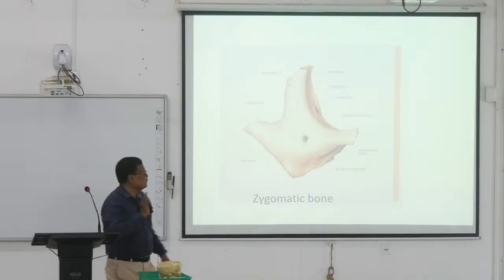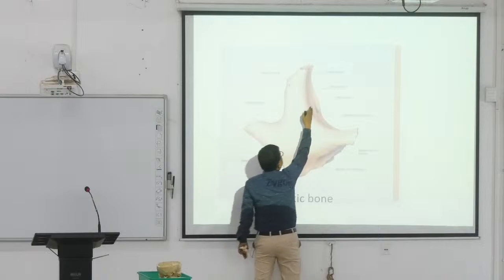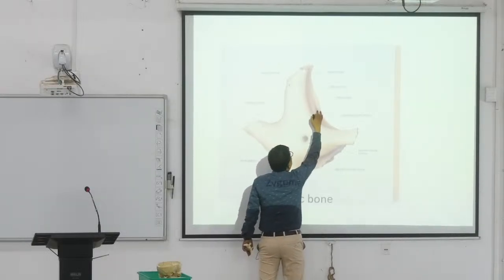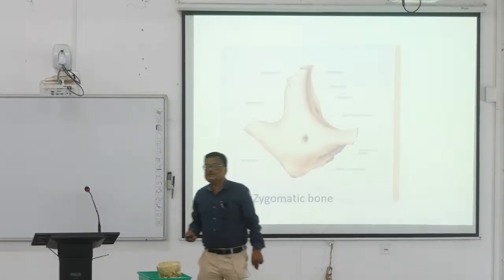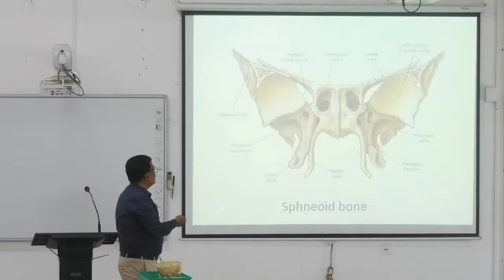So we learned this bone. Especially concentrate on this flat surface, and look, two foramens are present here, the zygomaticofacial and zygomaticotemporal foramen.